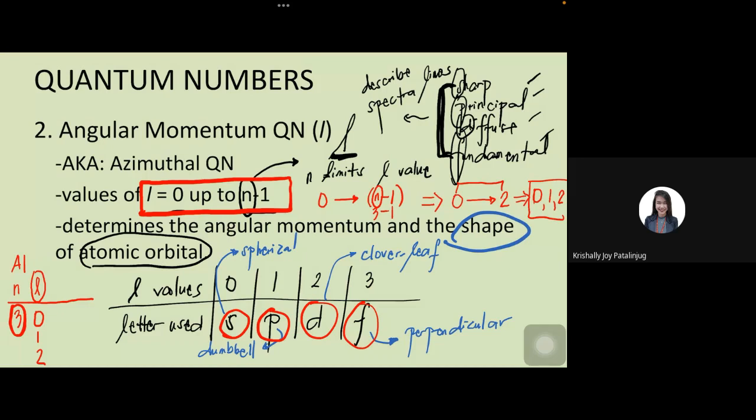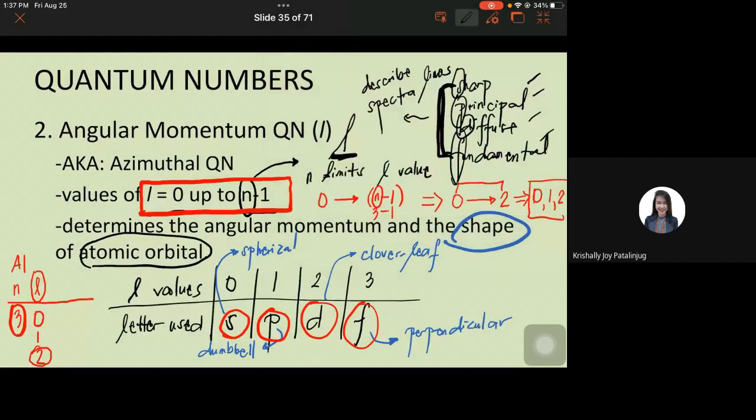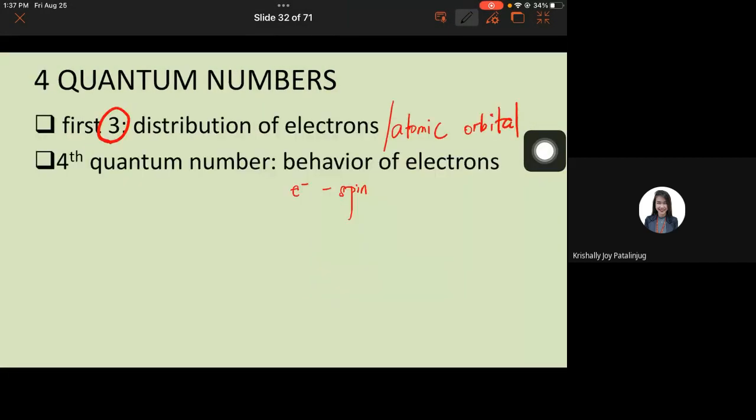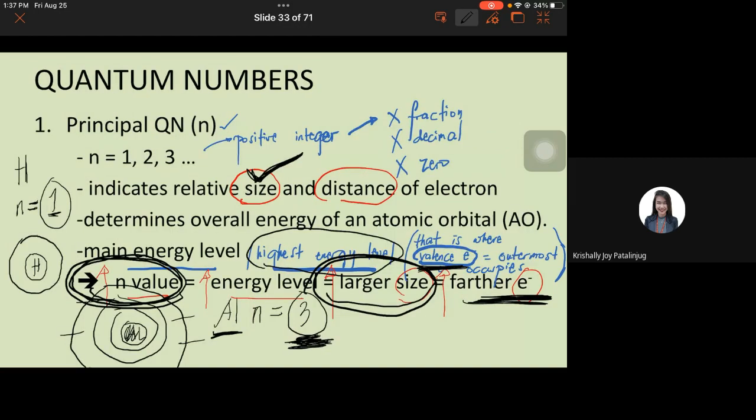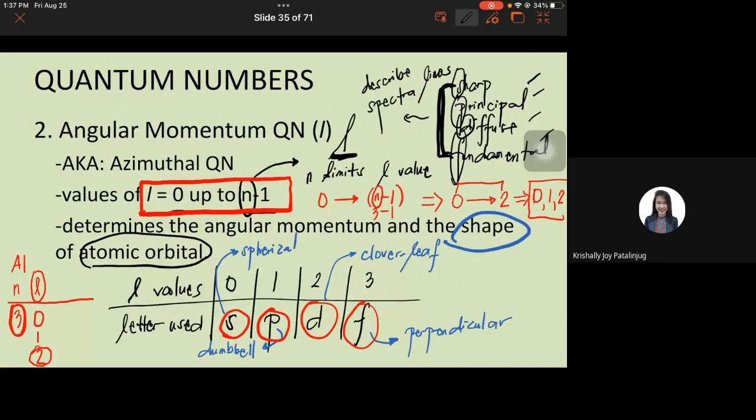You tell me, if L is 2, what's the letter designation? I'll try to assess if you follow the discussion. If L is 2, the letter designation is D. Correct. And if it is 1, that would be P. If it's 0, that is S. So that's the importance of the L value.